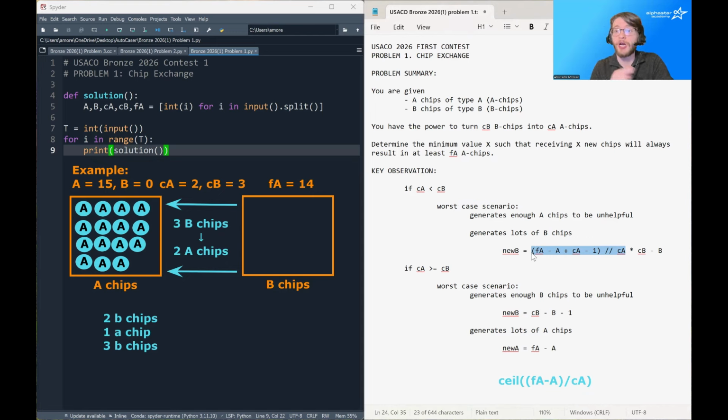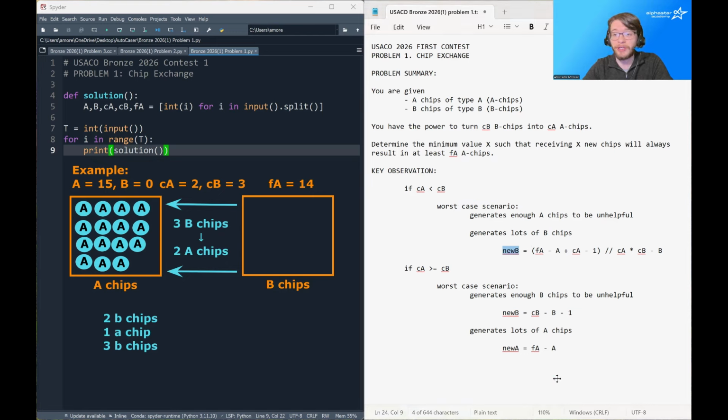And then once I have this value, the question is, how many B chips will that cost me? Well, each copy of C of A requires me to consume C of B chips of type B. So if I need this many sets of C of A chips, the total cost in the number of B chips will be C of B times this value. So this is how many sets of C of A I need, and then I multiply by the number of B chips that each set requires. So this is how many B chips I need to reach the goal f of A, and this is how many B chips I already have. The difference between those is going to be the value of new B.